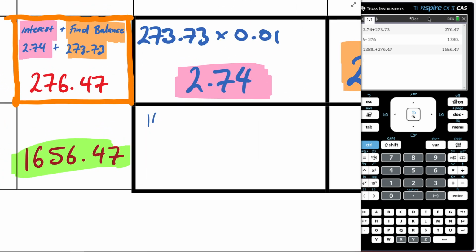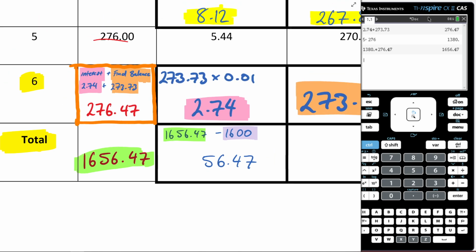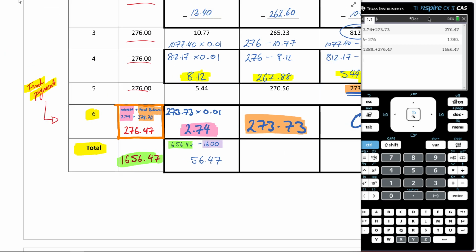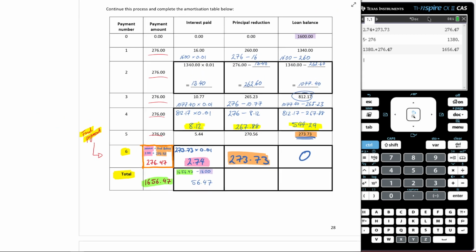We're going to go 1656.47 and subtract 1600. So what I've done there is I took this number and I've subtracted it from that number. And in so doing, my answer is going to be 56.47. And that's the amount of interest I have paid in total for this loan.